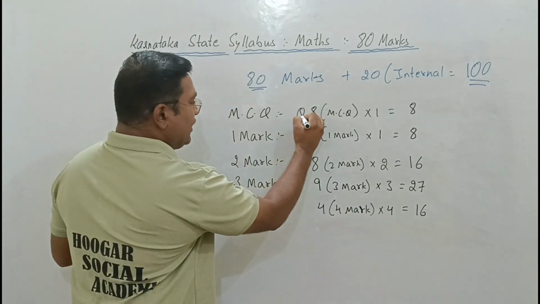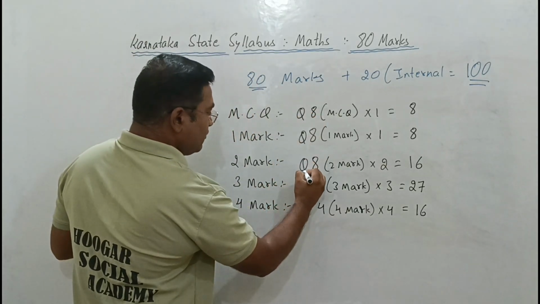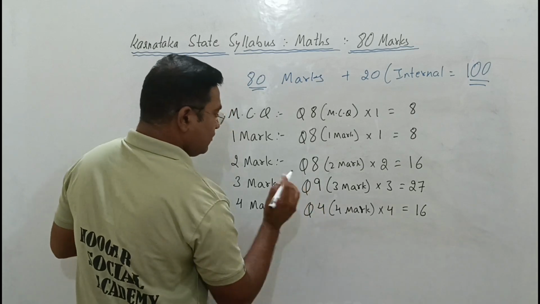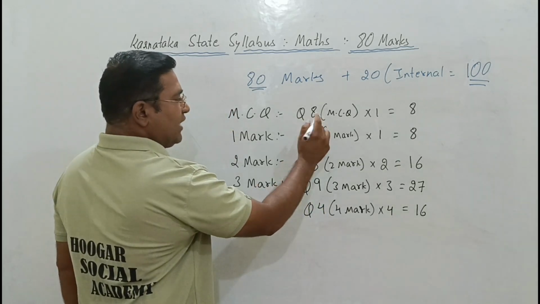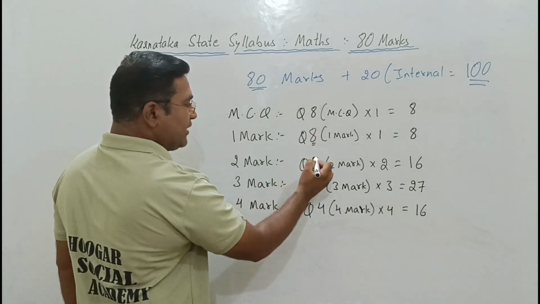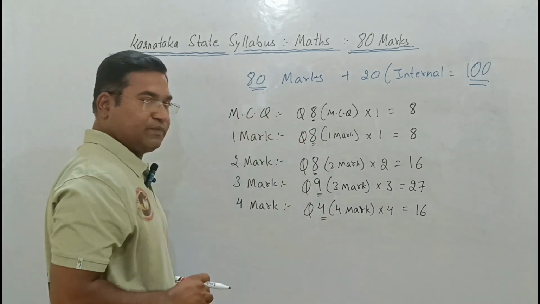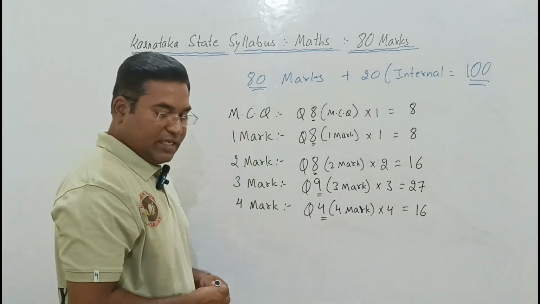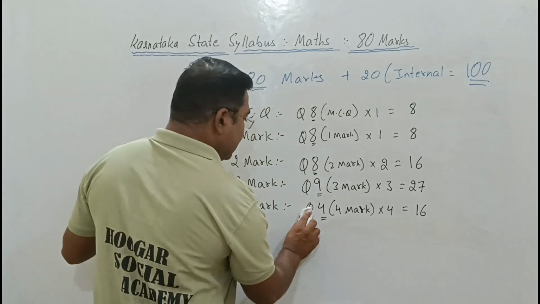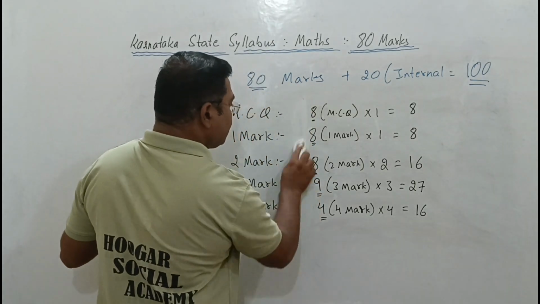Okay. See here, I will write Q. How many questions? 8 questions. How many? 8. How many? 9. How many? 4. Okay. If you are getting confused, no need to write Q. You can understand easily. Okay.